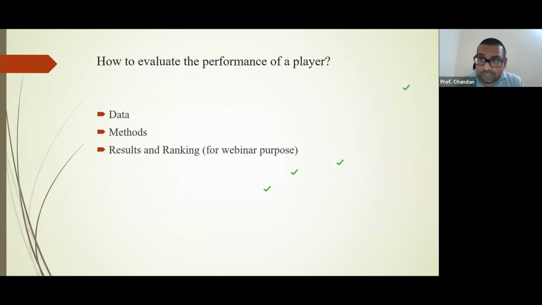Now, the question is how to evaluate the performance of a player. So what data should be there? What methods can we use? And for webinar purposes, I took examples because in the movie, we have seen that they evaluated the performance of baseball players.